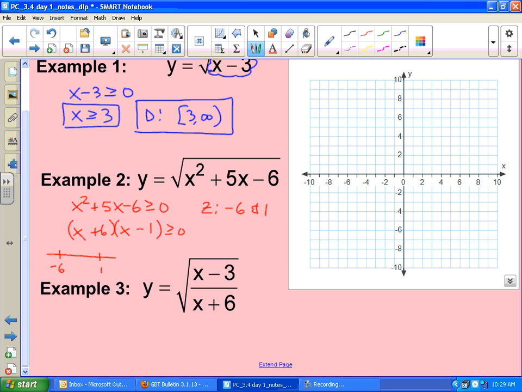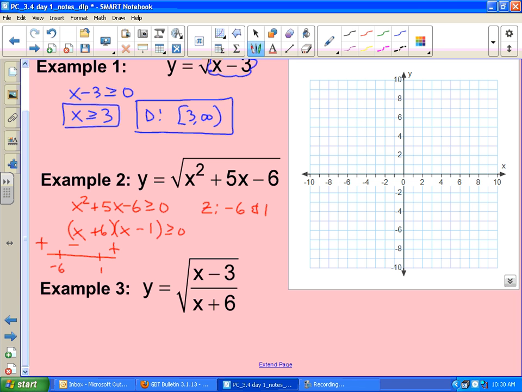All right, plug a negative 7 in. On the left, I get a negative 1. On the right, parentheses, I get a negative 8, and two negatives multiply together to produce a positive. I want that. Put a 0 in, I get a plus 6 and a negative 1, which makes a negative 1. Put a 2 in, I get a positive and a positive, which makes a positive. I want that.